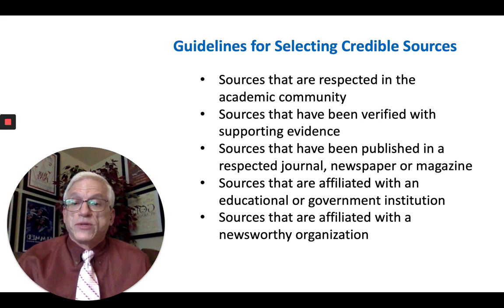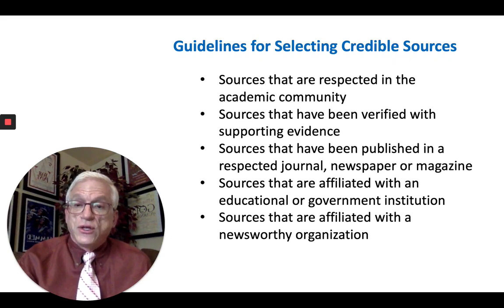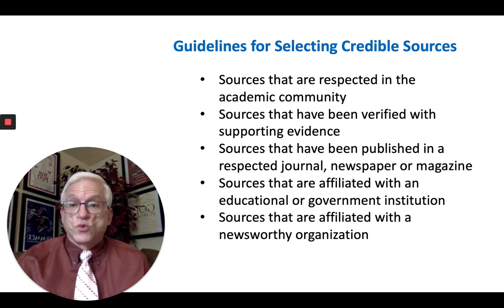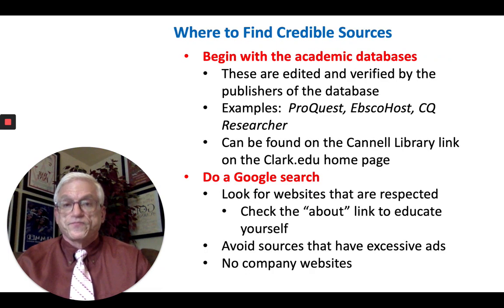Sources that have been published in a respected journal or a newspaper or a magazine will be considered to be credible. Sources that are affiliated with an educational or a government institution. You know this if it's a website and it has a .edu or a .gov. Sources that are affiliated with a newsworthy organization. This could be CNN, New York Times, Wall Street Journal, Psychology Today. So any of those things would be credible sources.